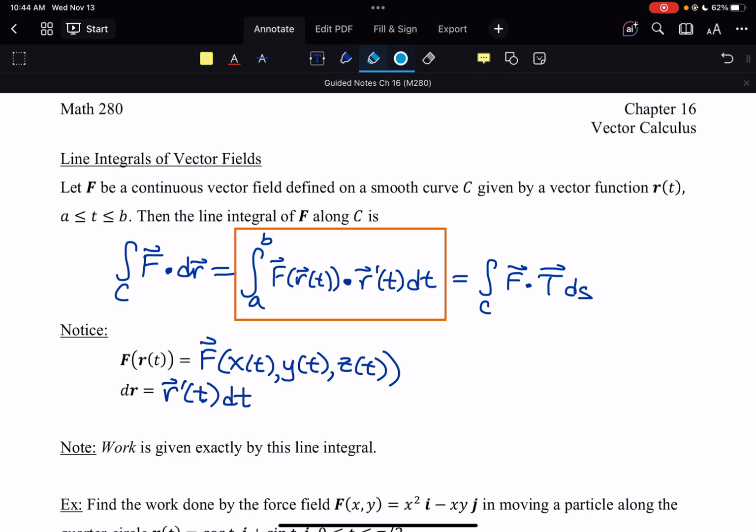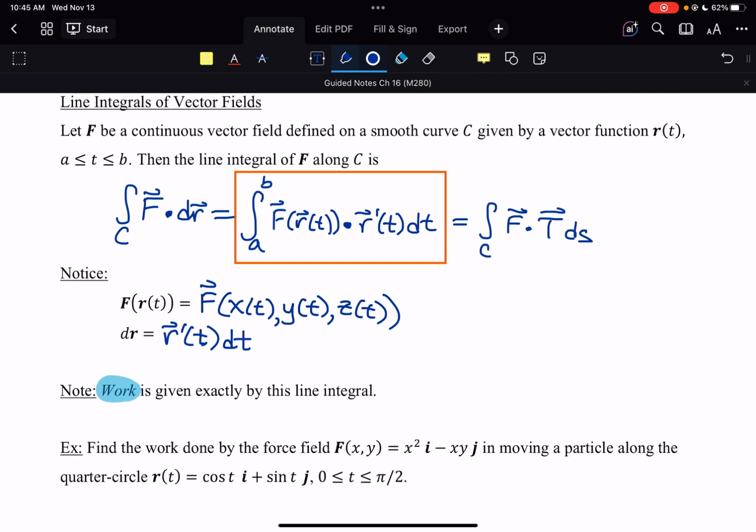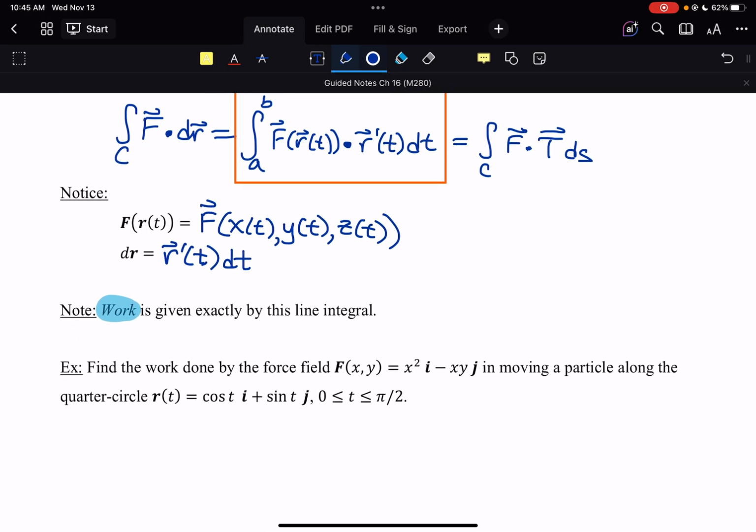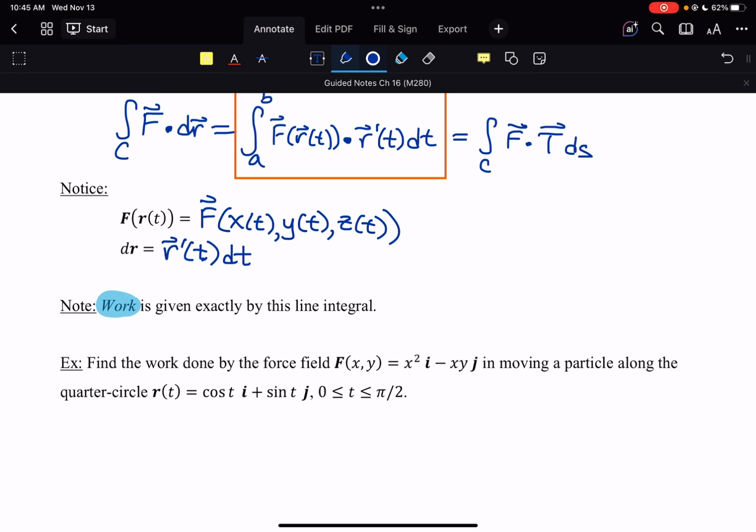This integral of the vector field gives us the concept of work. Not just that it gives us work to do, but the physical, the physics and engineering concept of work. So work performed by a force in moving an object, for example. Like in this problem, it says find the work done by the force field x squared i minus xy j in moving a particle along the quarter circle r of t equals cosine t i plus sine t j. So this is like the unit circle, but only a quarter of it, so 0 to pi over 2.